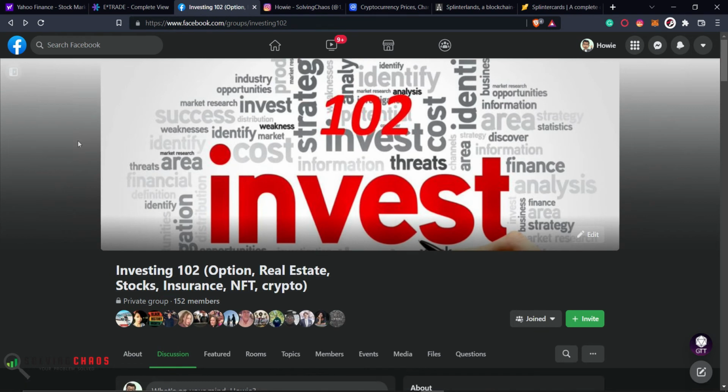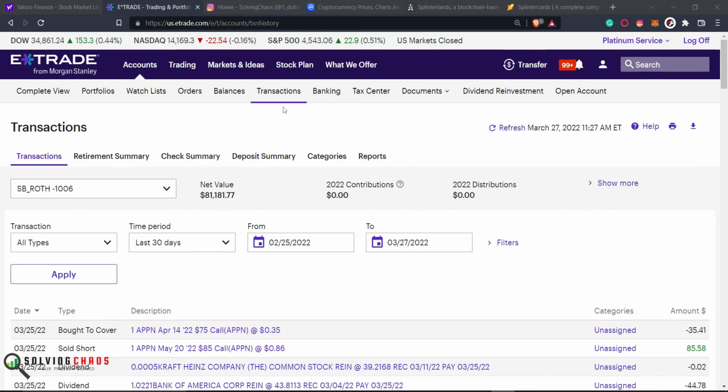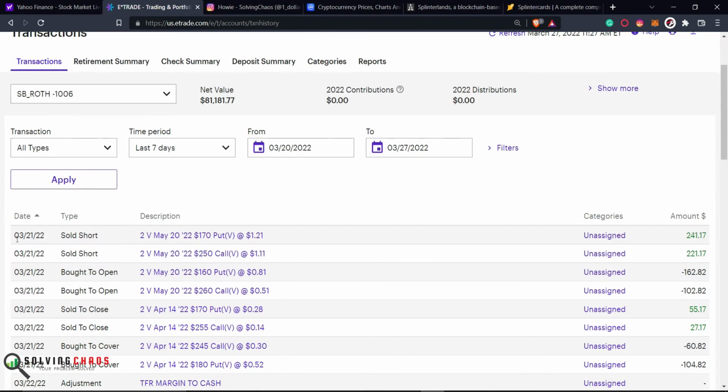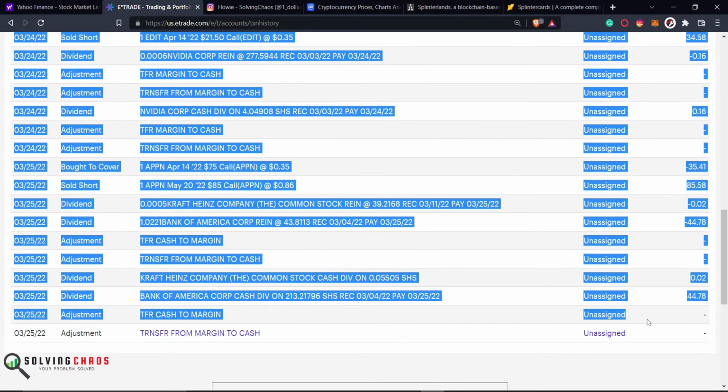Let's go straight to this week's summary. So let's go to E-Trade. First thing I do is go into transactions. What I like to do is go to the last 7 days and hit the apply button. I like to reverse sort it first, and then I just copy all this out. I don't need the last line here.